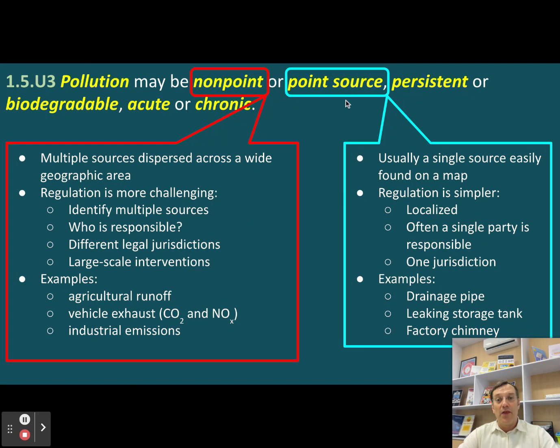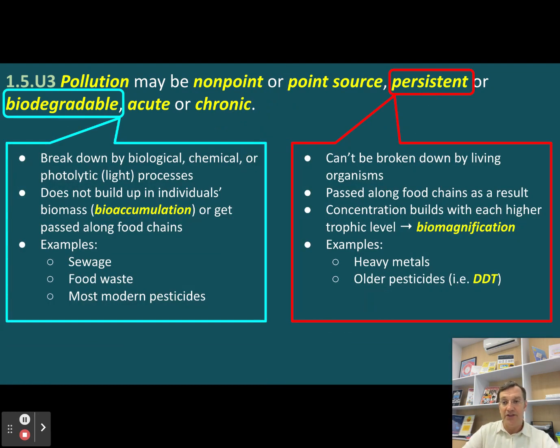The point source pollutants, again, usually have a single source where you can find it on a map. Its regulation or control is relatively simpler because you can point directly to the source. This particular storage facility has a bunch of leaking barrels in it. It's pretty easy to go in and fix that problem because you know exactly where the leak is coming from.